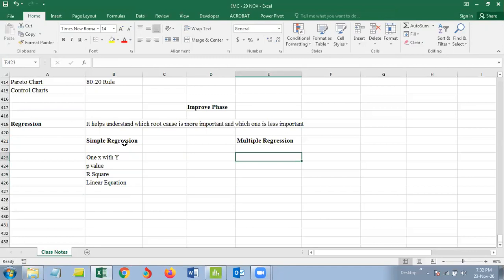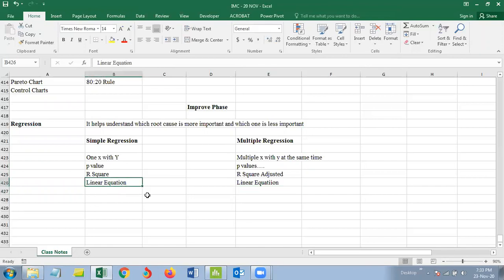In multiple regression, we test multiple x's with y at the same time. We get p-values because there are multiple x's. We read r square adjusted. What's that? We'll again understand. And we get a linear equation. So these are the basics that we will be getting and reading and understanding when we perform the test. The linear equation is something which we skip in simple regression because it gets repeated here, and it makes more sense to read a multiple regression linear equation because on its own, it doesn't make sense.